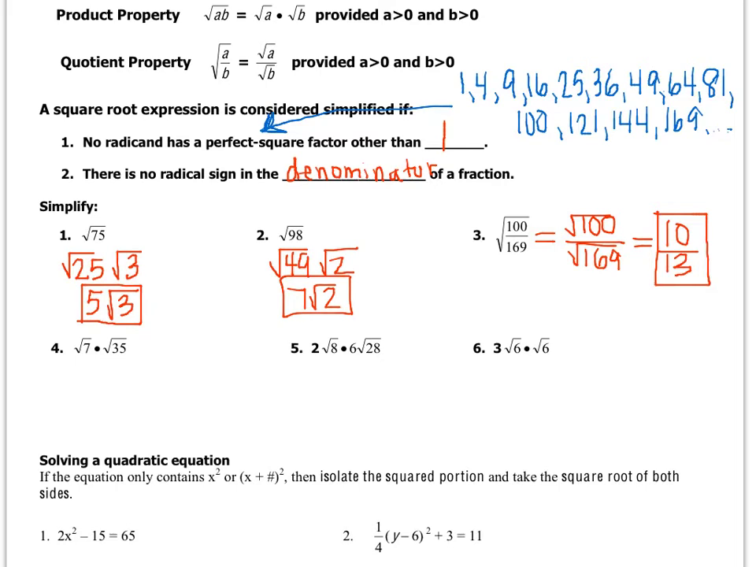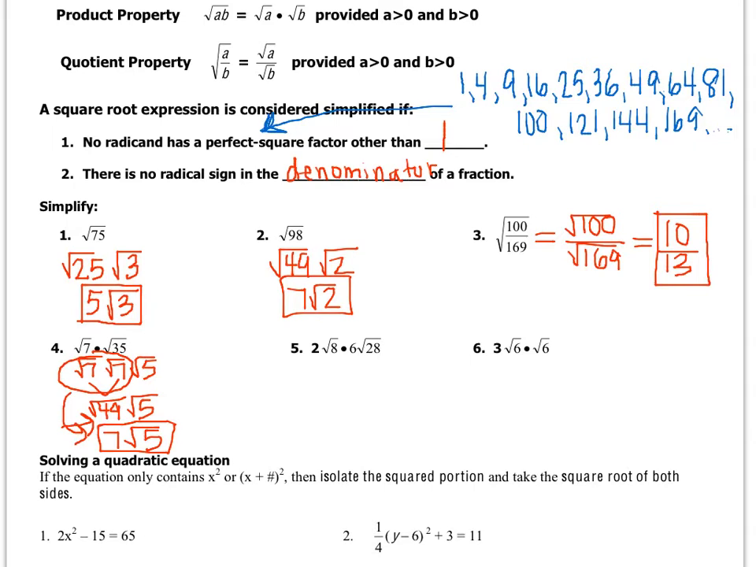Next one, the square root of 7 times the square root of 35. Well, there are no perfect squares that go into either of those two numbers, but what I do notice is that I can make the square root of 35 into the square root of 7 times the square root of 5. Now, the square root of 7 times the square root of 7, isn't that the square root of 49 times the square root of 5? And the square root of 49 is 7, times the square root of 5. And you could skip this last step right here, and recognize that this would just simplify to 7 times the square root of 5.